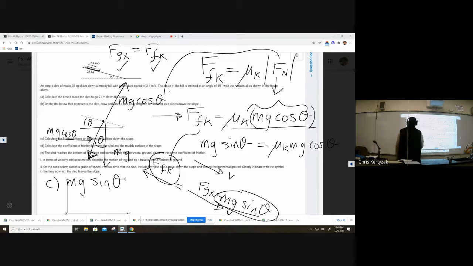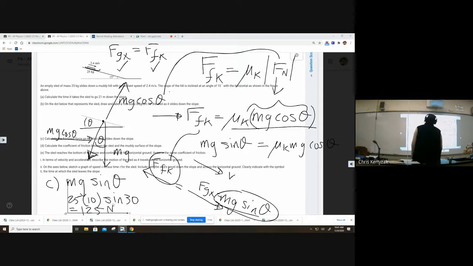If they gave us numbers, which it looks like they did, 25 times 10 times, we knew this was a 30-degree angle, which was a half, then this would come out as 125 newtons. So the friction force is 125 newtons, which is the same as the amount of gravity force pulling it down the hill.